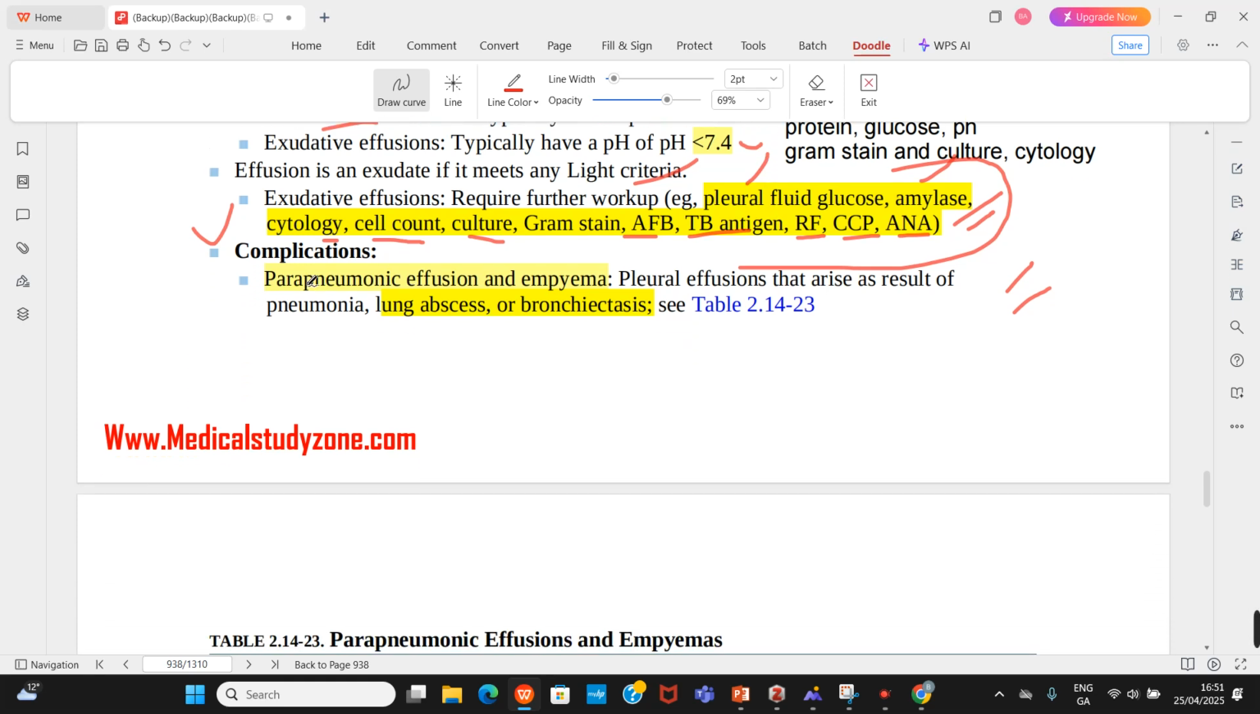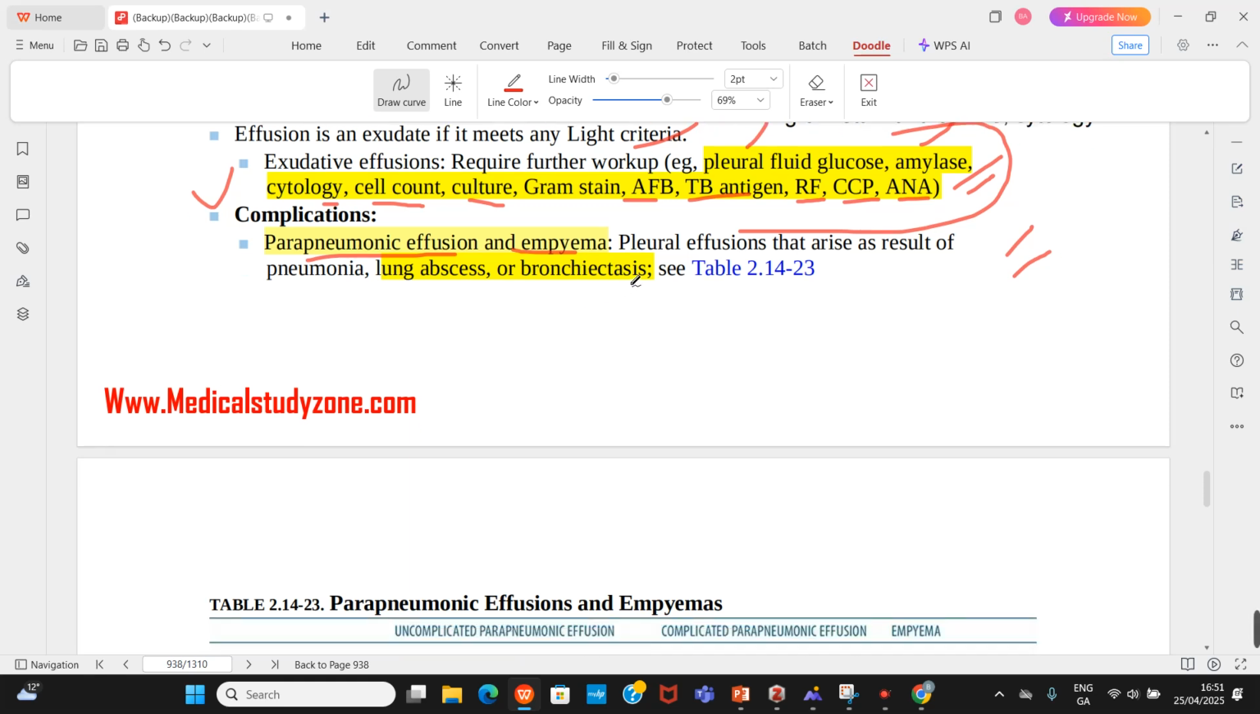So what are the complications of pleural effusion? We can have parapneumonic effusion with empyema. That's one of them. This is said to occur when somebody has a pleural effusion from pneumonia, lung abscess, or bronchiectasis. Somebody with pneumonia, lung abscess, or bronchiectasis that now develops effusion with empyema, that is parapneumonic effusion or empyema.